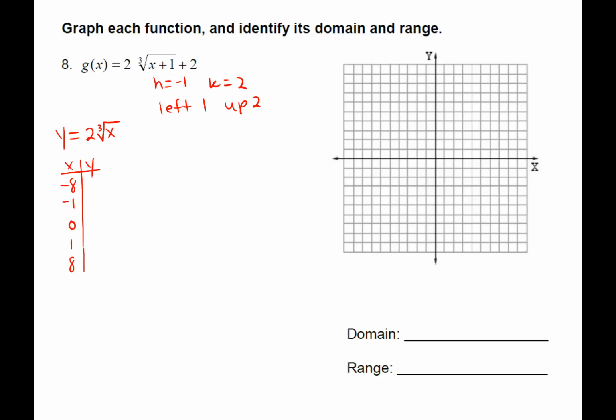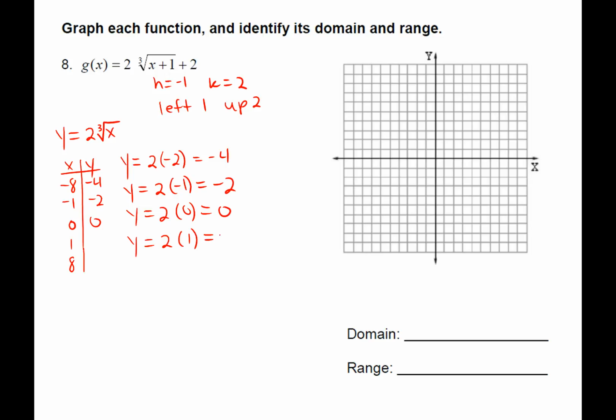Set to go. And again, I'm going to go through this one a bit more quickly. So y equals 2. Then I'm going to plug in cube root of negative 8 is negative 2. So I get negative 4 overall. Next one, I'm plugging in -1. Cube root of -1 is -1, so I get -2 overall. Then I plug in 0. Cube root of 0 is 0, so I get 0 overall. Plug in 1. Cube root of 1 is 1, so I get 2 overall. And plug in 8. Cube root of 8 is 2, so I get 4 overall.